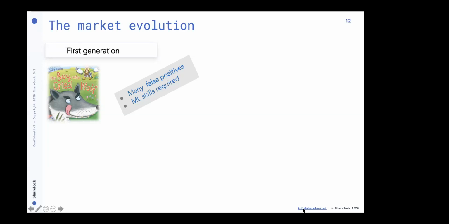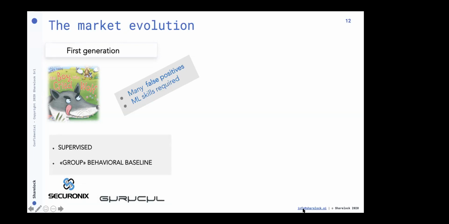And that's exactly the type of phenomenon that you need to deal with when you have a lot of false positives and the end users using the platform are losing trust. The other thing, they were requiring a bunch of machine learning skills, or in other words, you had to prepare a training data set for this platform. Just to give you an idea, Securonix and Gurucul are two representative vendors of this first generation. And behind the scenes, they had two old-style ingredients. First of all, they were all supervised. So you had to prepare a training data set for the machine learning systems.